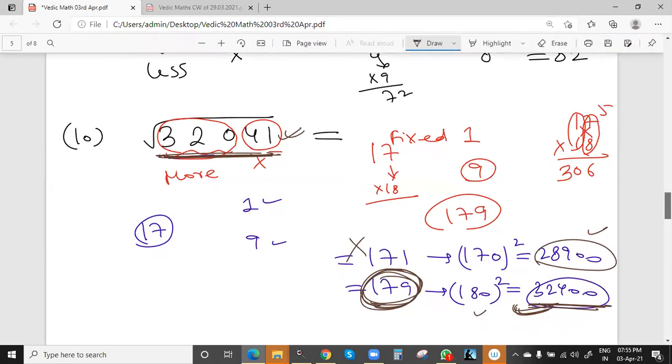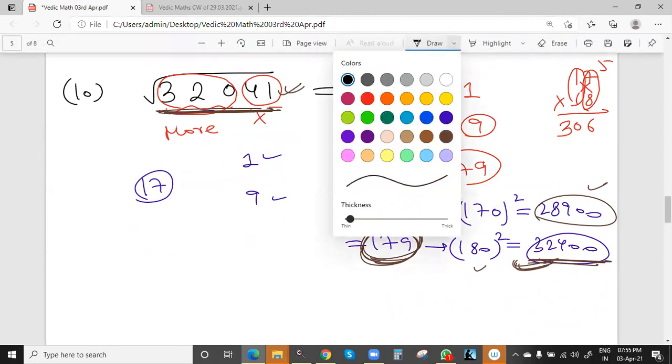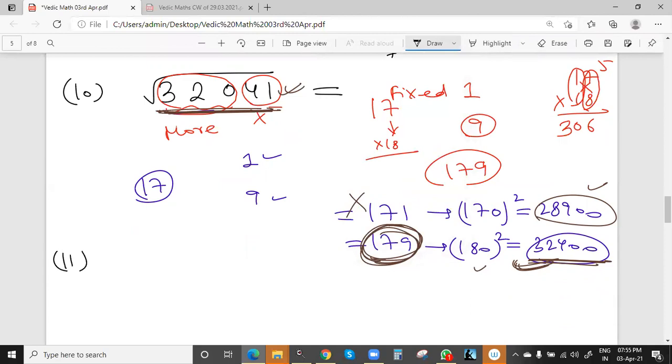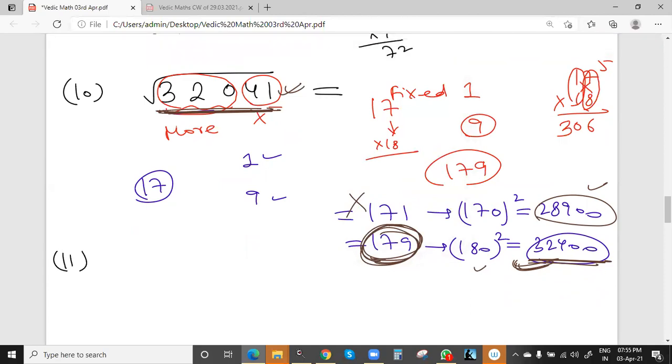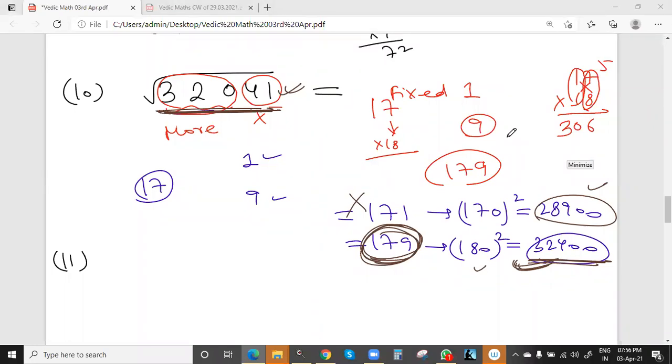This option also you can choose. Got it? With this method, any one option you can choose to decide between 1 and 9. Next one. Correct. So 179, Chanchal, is the right answer. And Sarah, Steve, everyone has the correct answer. Correct. Next question.